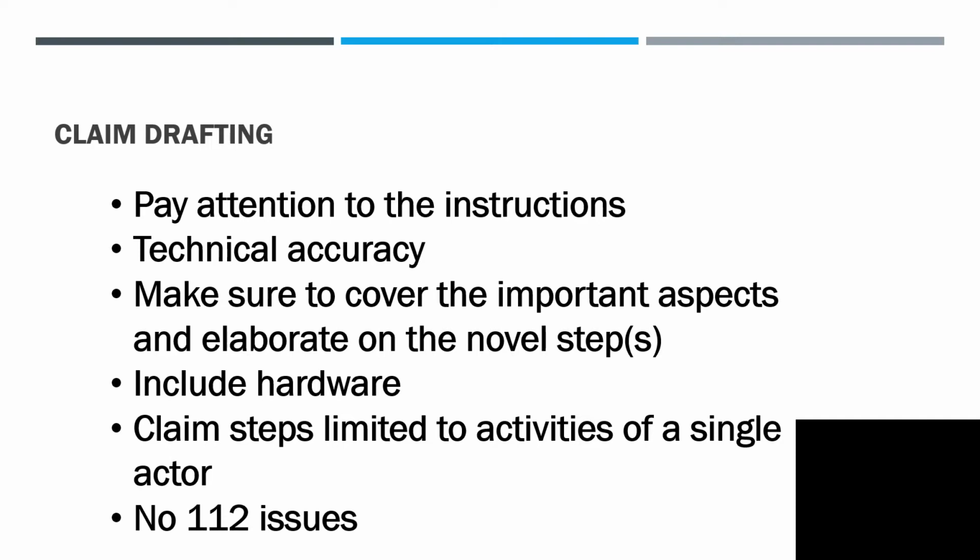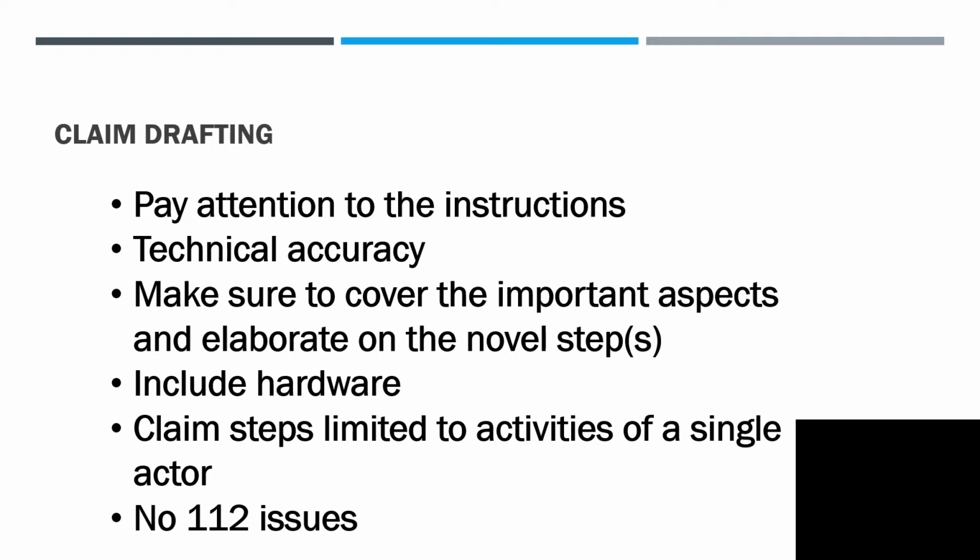Make sure to cover the important aspects and elaborate on the novel steps. So I talked about the important aspects when I was talking about paying attention to the instructions. Text in and image out. That's what we said is the novelty. So make sure you're covering those. But are those the most novel parts of the claim? Probably not. The most novel part is how do you match text to an image? That's the thing that makes image search work. And so that's the part that you should spend a little bit of time making sure to flesh out in the claims.